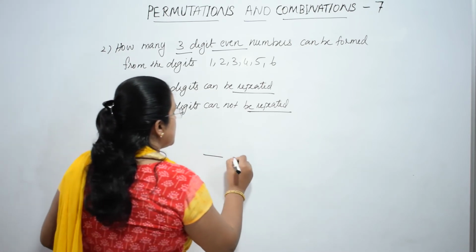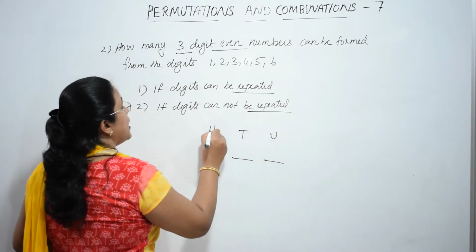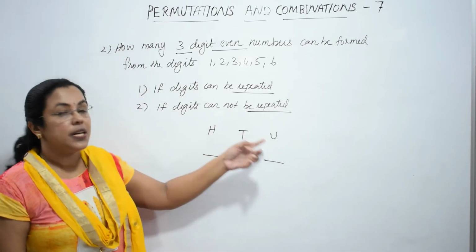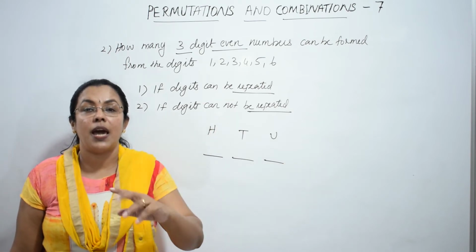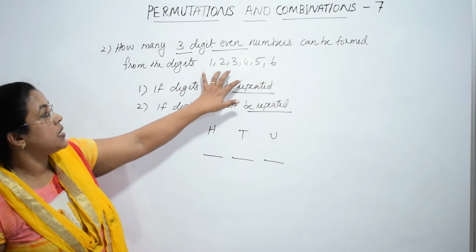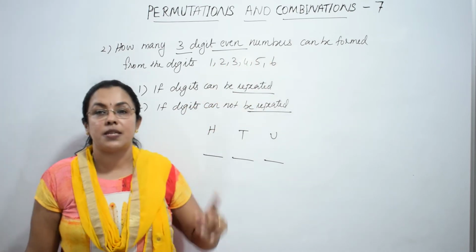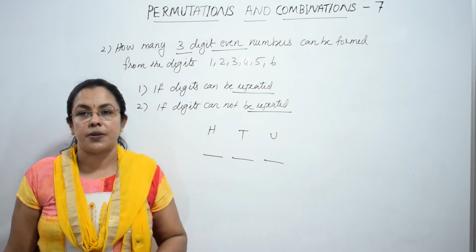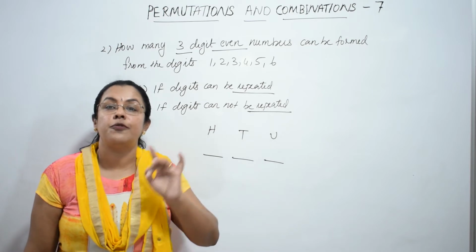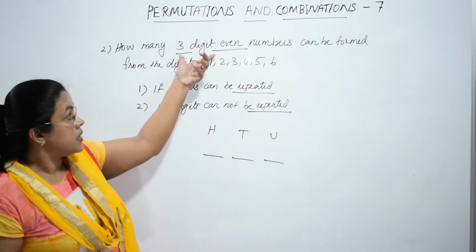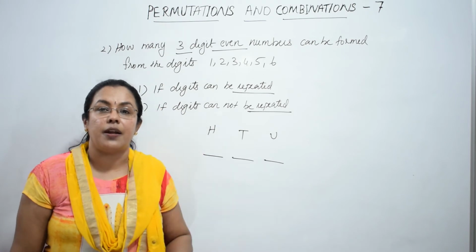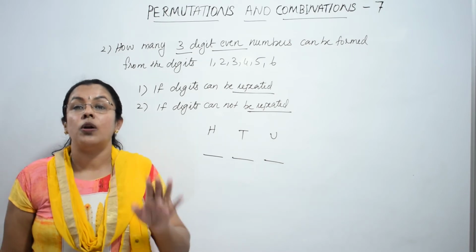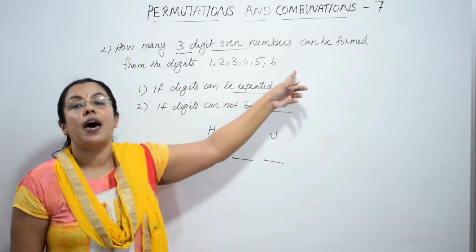So, unit, tens, hundreds place. We know a number is said to be an even number if it ends with 2, 4, 6, 8 or 0. Here the possibilities are 2, 4 and 6. If there is any condition, then fulfill the condition first. Here the 3-digit even number condition is there, so fulfill the condition first. So the unit place can be filled only using the digits 2, 4 and 6.